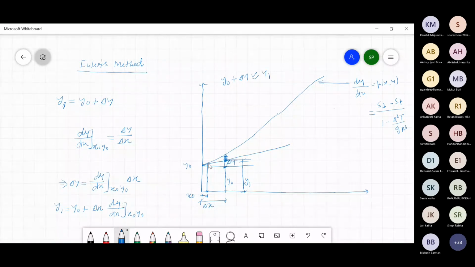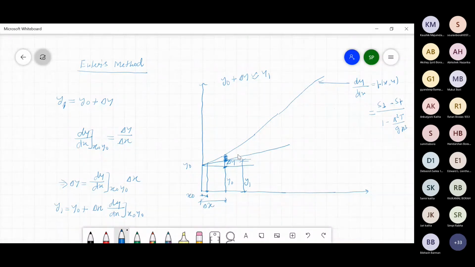But at this point, at a bigger delta x, you cannot say, because this is a very high value, that y0 is equal to y0 plus delta y is equal to y1. So for a very small delta x, that small delta x is also questionable. How small is this? Very small, that is always questionable. How small is this, that is the answer.